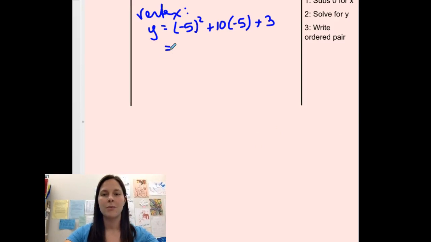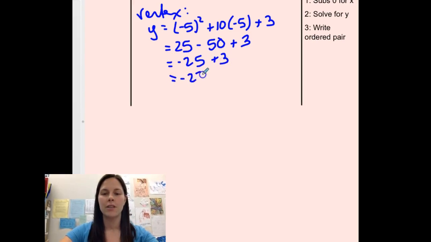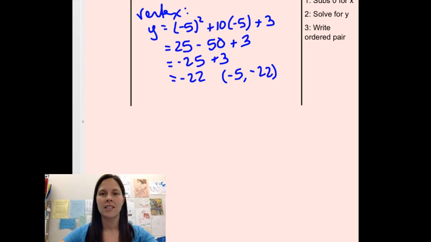Order of operations, we will square the -5 first. Remember, when you multiply something by itself, it becomes positive. We can also simplify that 10 times -5 because it's separated from the power by a plus sign. 10 times -5 is -50, and then we have our plus 3. 25 minus 50 is -25, and -25 plus 3 is -22. So the vertex is, our x coordinate was -5, we substituted that in and solved to get -22 for the y coordinate of the vertex.